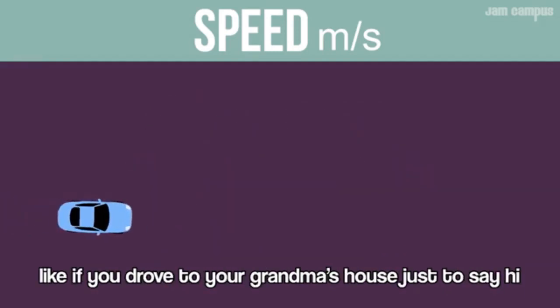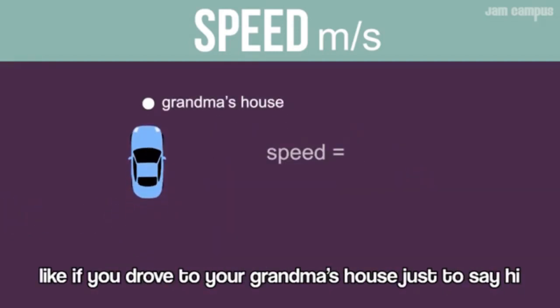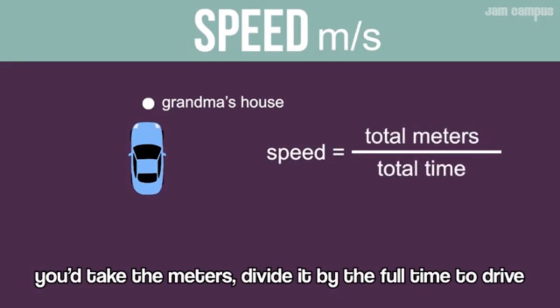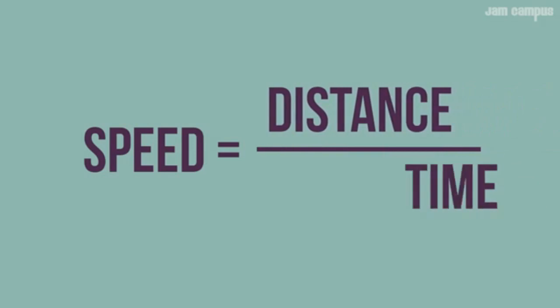Like if you drove to your grandma's house just to say hi, you take the meters divided by the full time to drive. Speed equals distance over time.